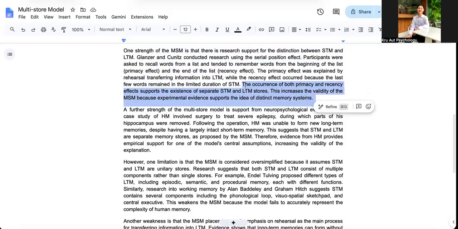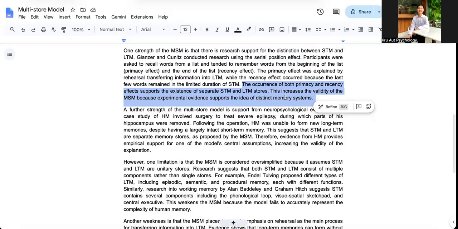Then that's not enough. We need to explain even more. We haven't even said that it supported the model just yet, so have it somewhere at the end of this paragraph. The occurrence of both primacy and recency effects supports the existence of separate short-term and long-term memory. The main assumption of the multi-store model is that the stores are separate from each other, and we need to mention that. We need to say that having both effects at the same time, I mean in the same study, supports the model by showing that short-term and long-term are separate stores. They're not connected together.